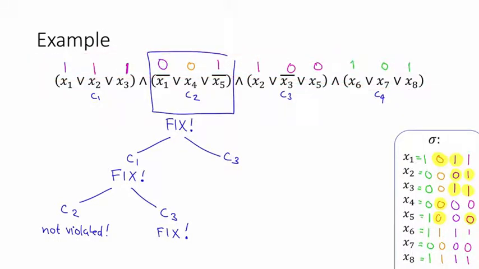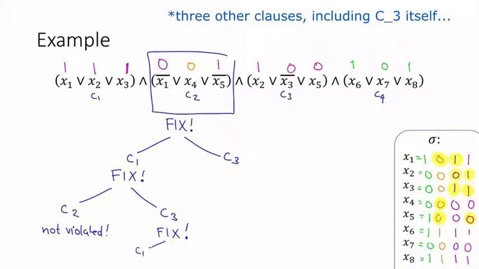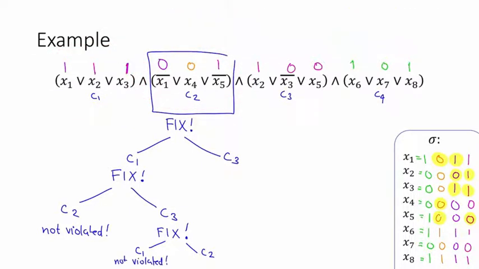Okay, once again, maybe we need to go recursively clean up any mess we've made. C3 shares variables with two other clauses, C1 and C2. Now, fortunately, both of these clauses are actually satisfied, so we don't need to recurse anymore. Now we'll be finished with this recursive call to fix, so we'll pop back up to this one. Now we're done with this recursive call to fix, so we'll pop back up to this one.